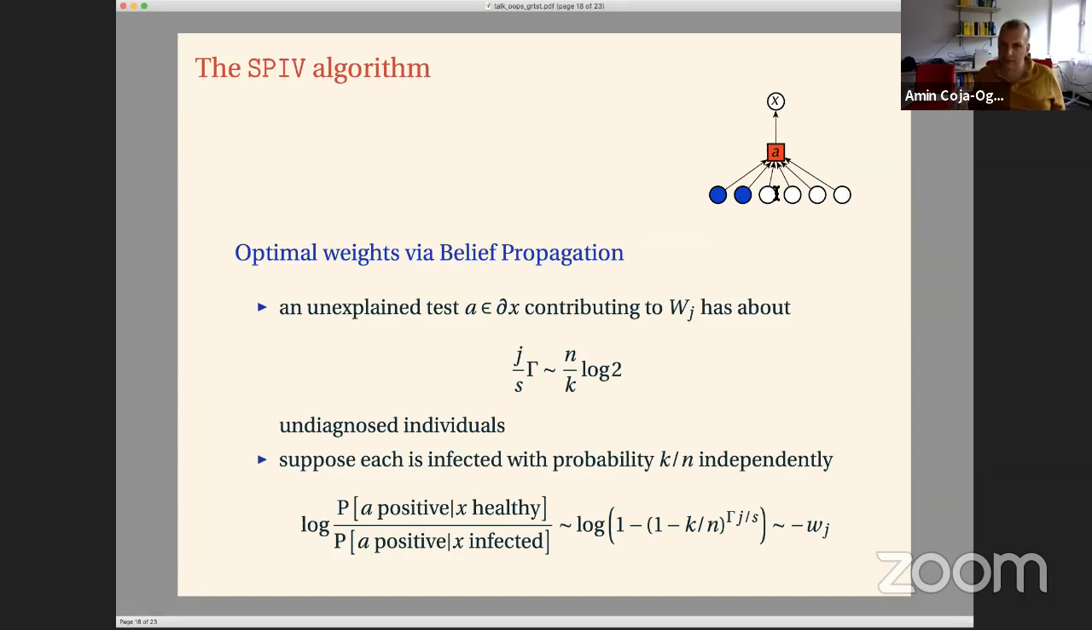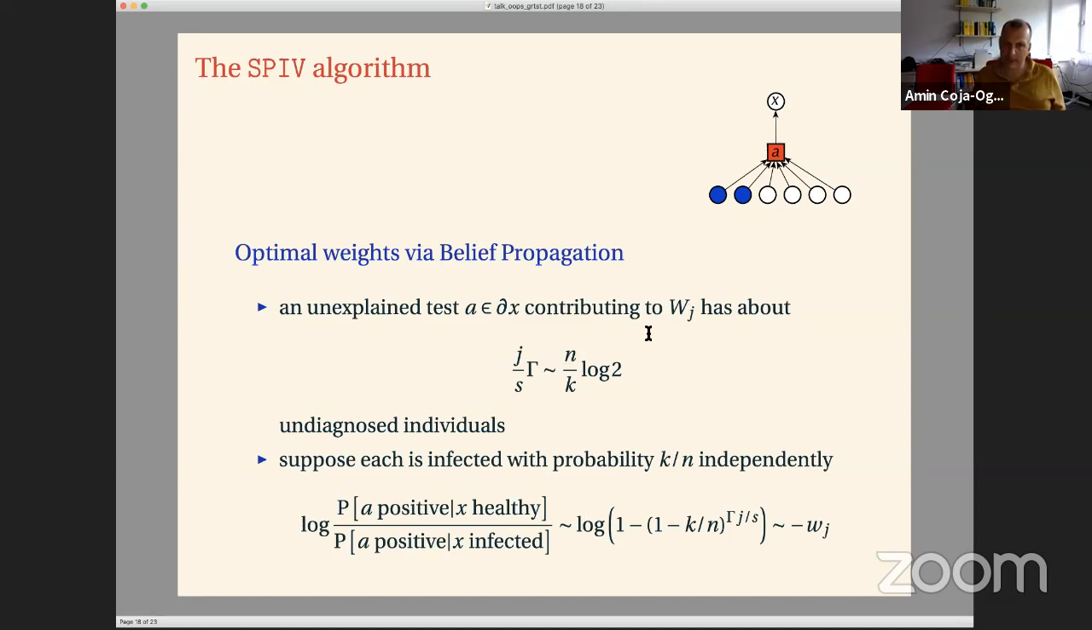These are individuals that I don't yet know. Now I can presume, obviously, that these individuals are independent. They are kind of independent. The only dependence is that the total number of infected is going to sum to K. So each of them is infected with probability K over N independently.